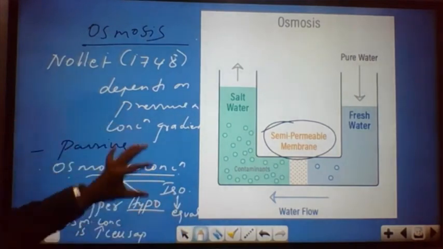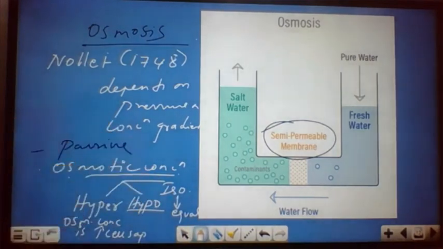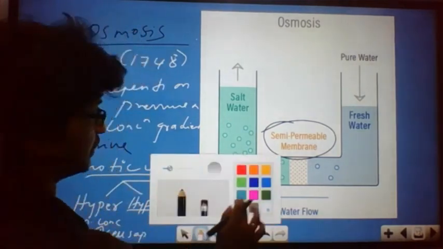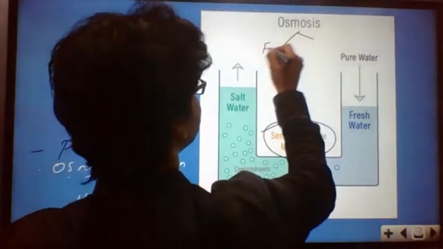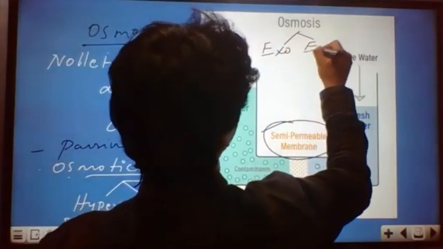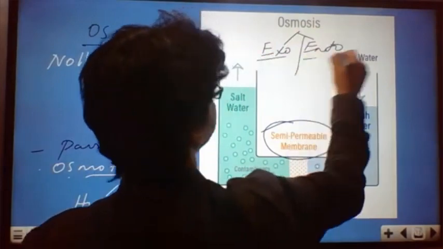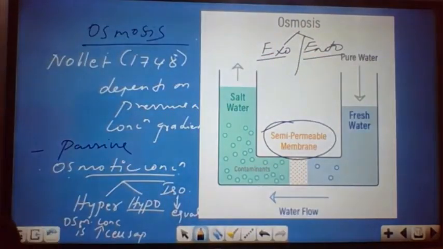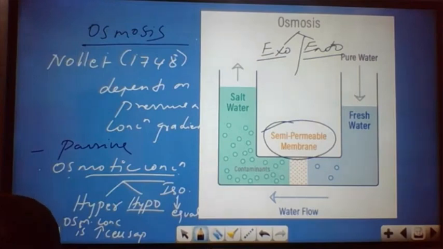But when you're talking about the types of osmosis, we have exoosmosis and endoosmosis. What makes the difference between them? In osmosis, water molecules move from the lower to the higher potential, yes, from lower to higher potential, towards the hypertonic solution. It is a passive process.